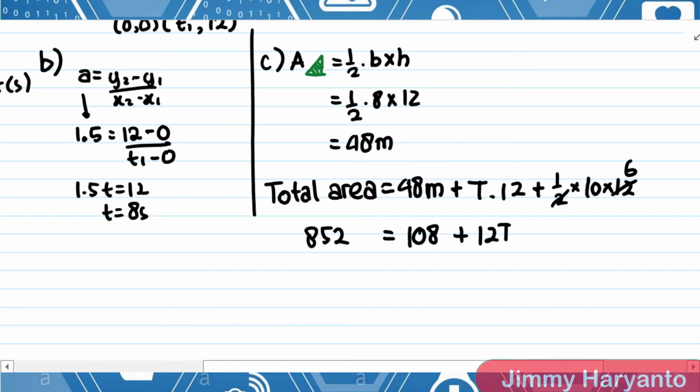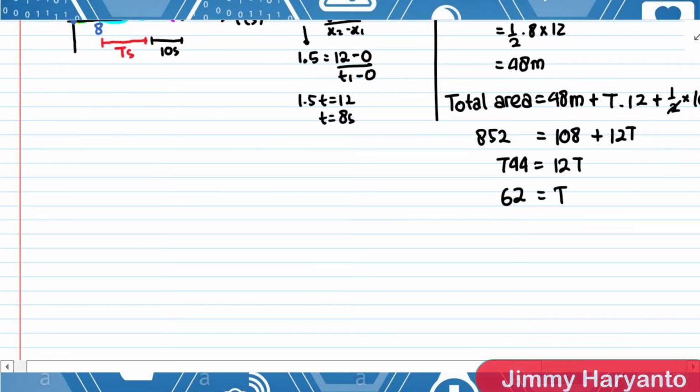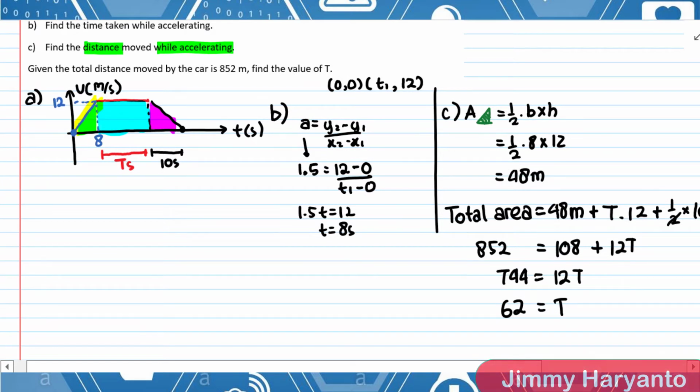Wait, let me calculate it. Move the 108: 852 minus 108 equals 744 equals 12t, and then you can divide them. So the time will be 62 seconds. So the particle will be moving with a constant velocity for 62 seconds. Find the value of t equals 62 seconds.